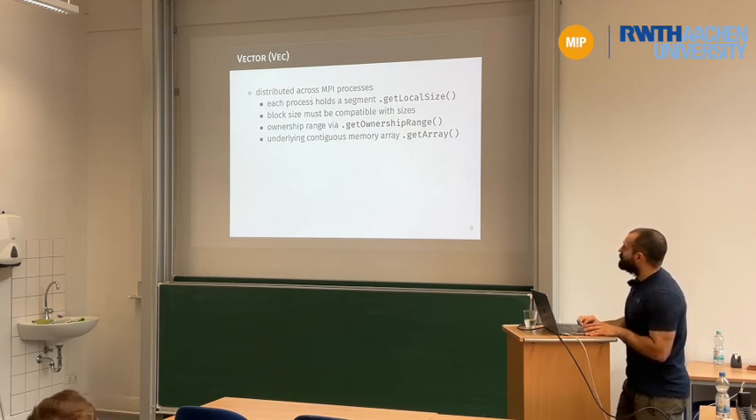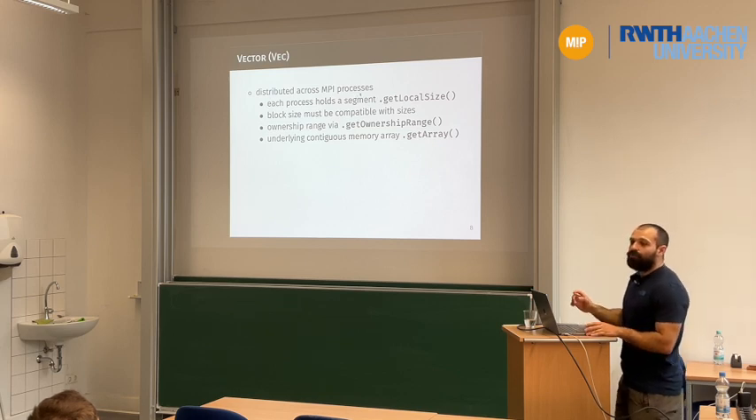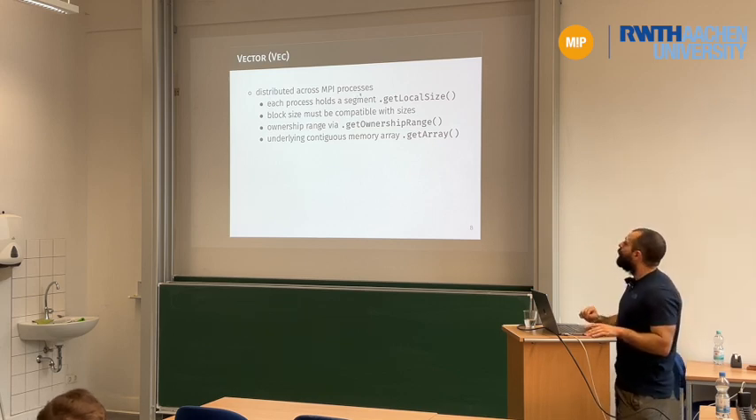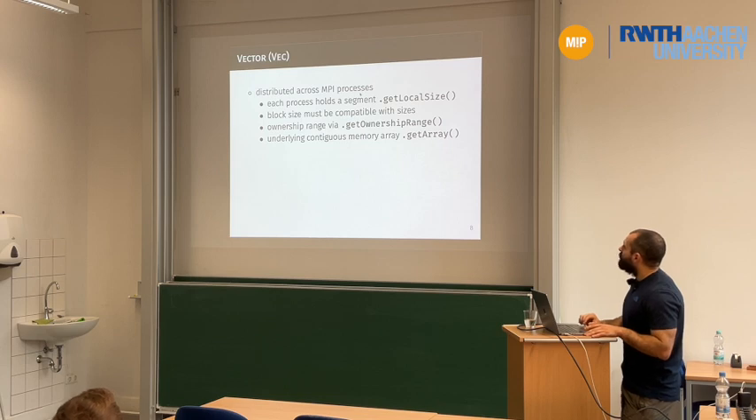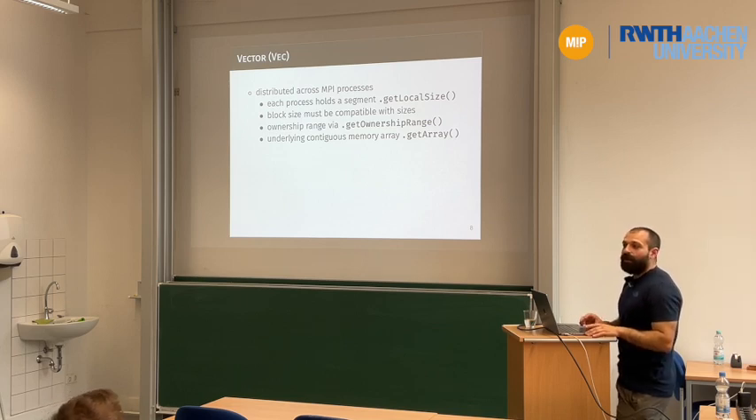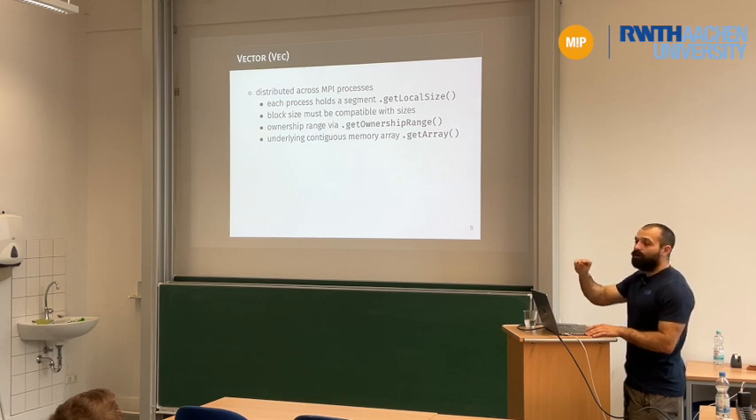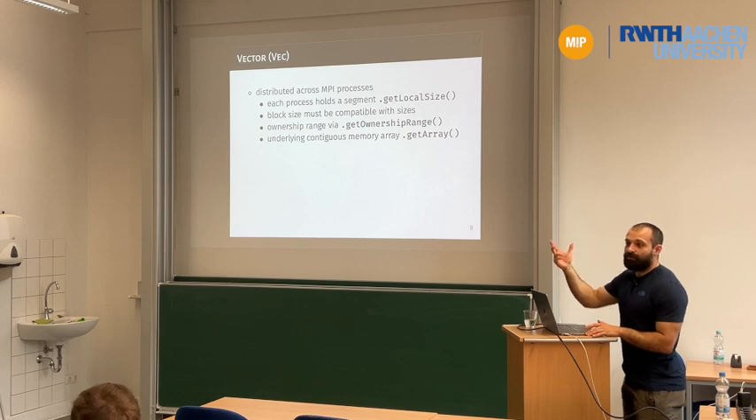So you can access the global size of your vector using getSize, and if you want to know the size of the local portion of your vector, you can have access to this size using getLocalSize. Again, the block size must be compatible with the local and the global size. For example, if you have a vector of size 4 and the first process holding 3 entries and the second process using only 1 entry, you cannot have a block size of 2 because it's incompatible with 3 and 1.